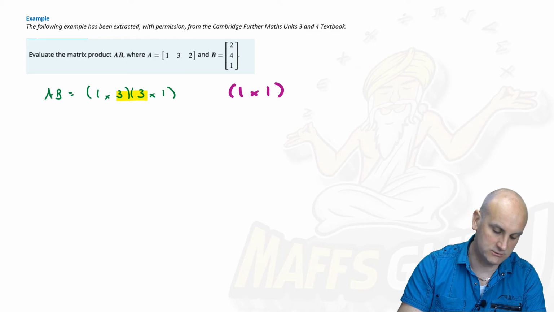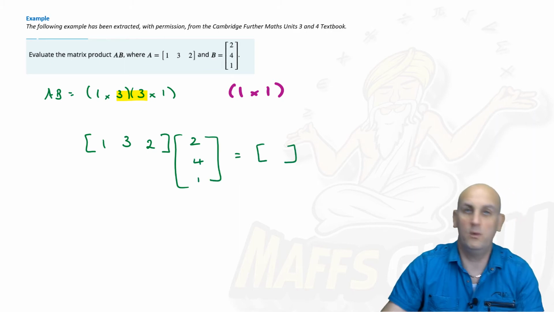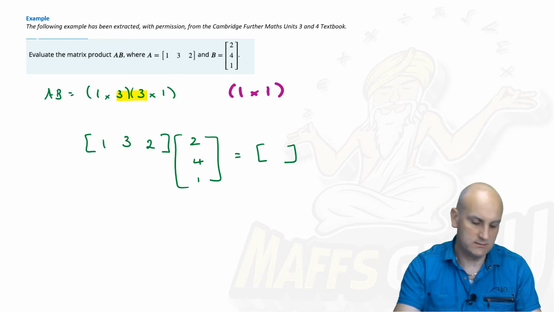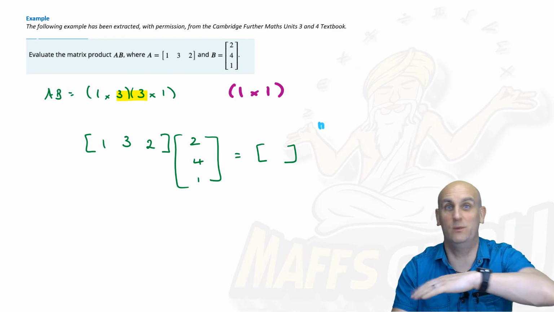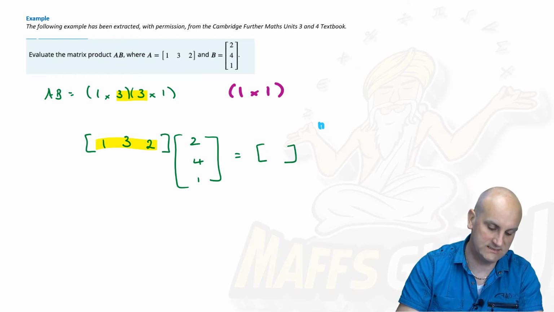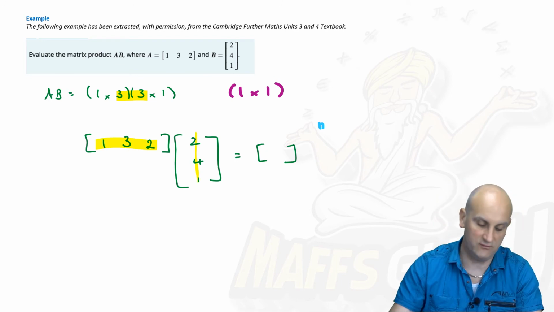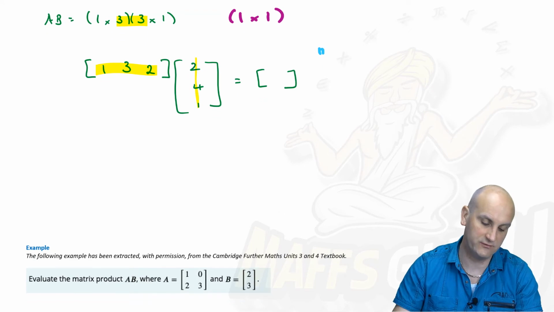Okie dokie, so let's just do this. 1, 3, 2, I'm going to multiply it by 2, 4, 1, and we're going to end up with a 1 by 1. What is the element? The element is 1, 1, so first row, first column. Well, there is only 1 row and there is only 1 column, so that was nice and easy. But I would still check for each question. Scrolling up just a bit to give myself some room.